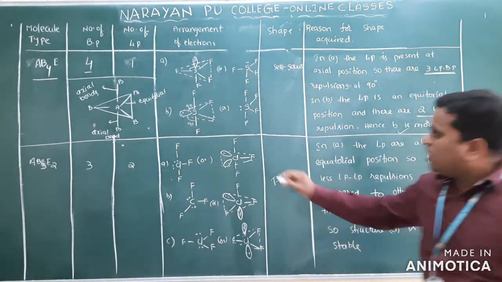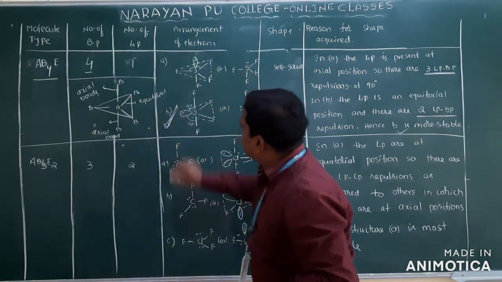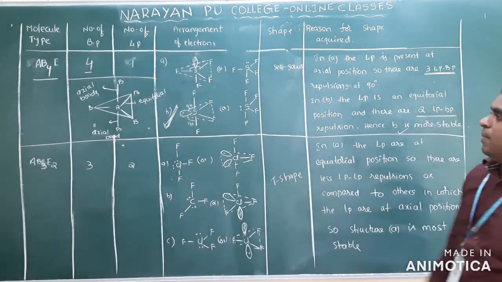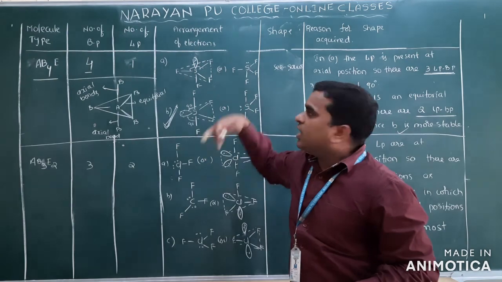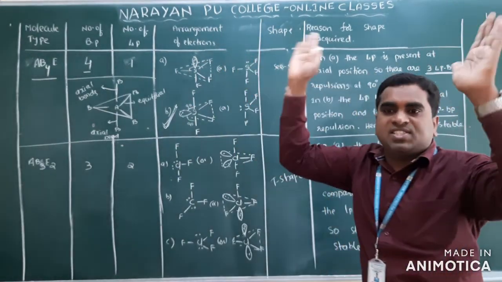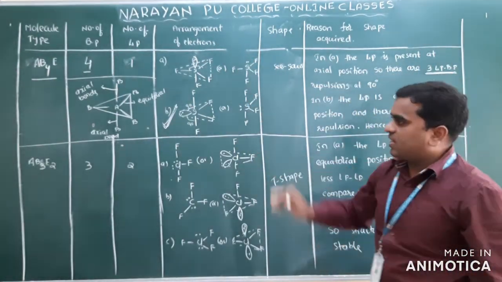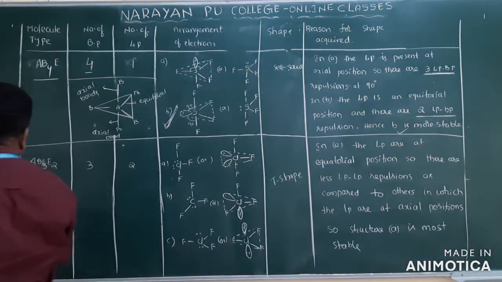They will ask which one is the correct structure. So this is important, clear? Which one is the correct one? This is the correct one, B. Why? Because here repulsions are less and here repulsions are more. The more the repulsion, the more the energy and the less the stability. That is the case. Now, third one, last one.